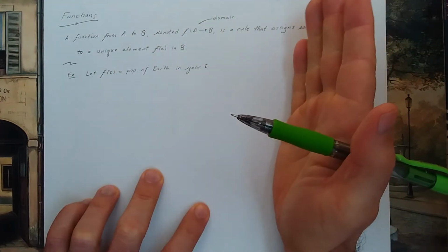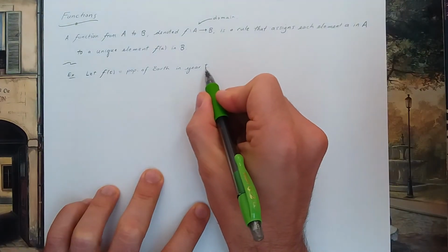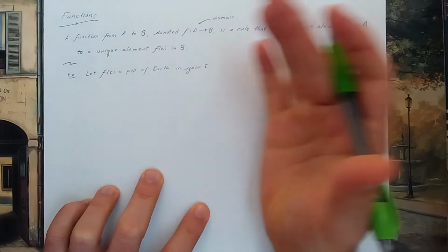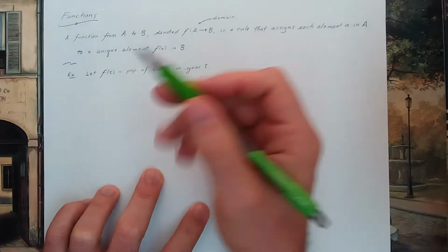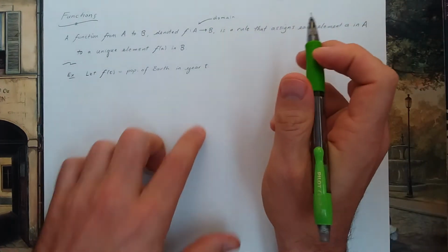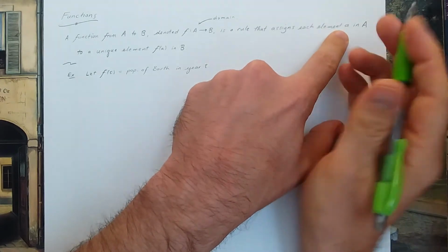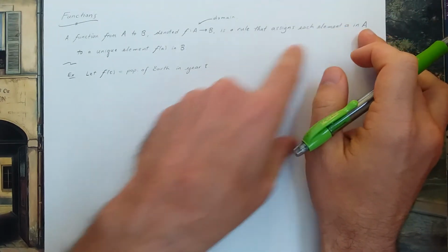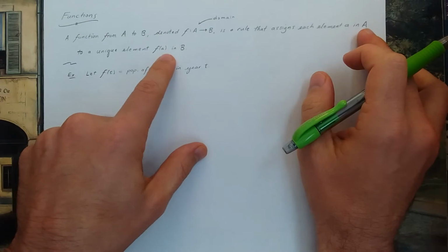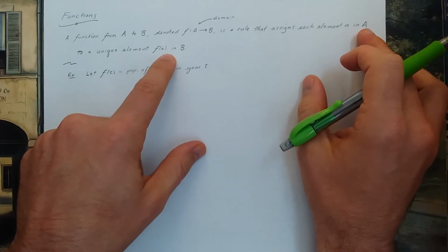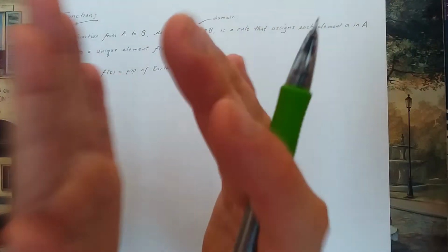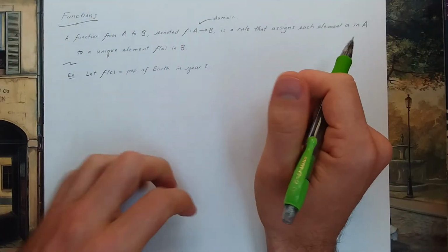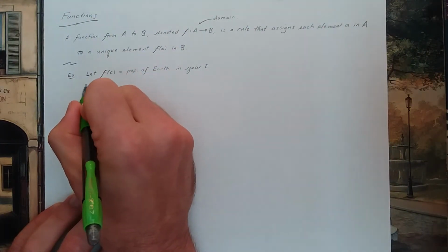Maybe that population is 0. If you stick in t equals negative a million, there were no humans on Earth, say. So f of negative a million would be 0. But every single element a in the set A has a unique population. That means there's no one year that has two different populations. Every year has a single unique population. Let's see some more examples.